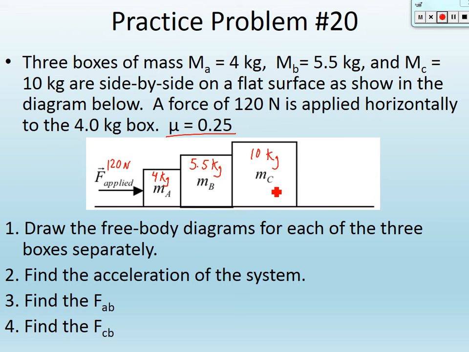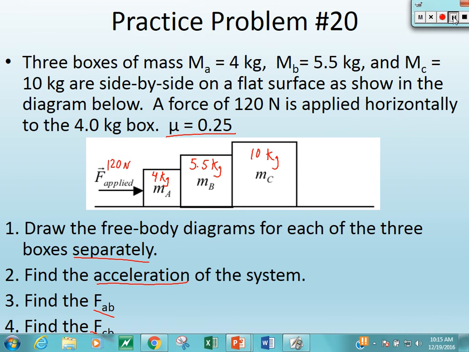Draw the free body diagrams for each of the 3 boxes separately. Find the acceleration of the system. You're going to use Newton's second law there. I want the contact force that A puts on B, and I also want the contact force that C puts on B. See if you can do that. So please, if you're watching the video, hit pause. Try to answer those questions and see if you can get them right. Once you have an answer, then hit play and see if you got it right.